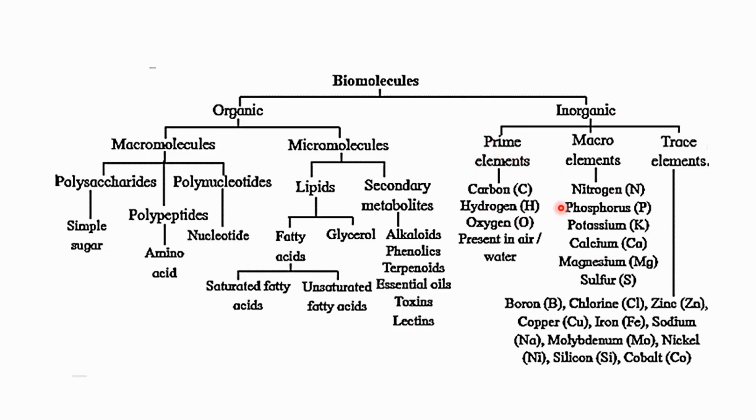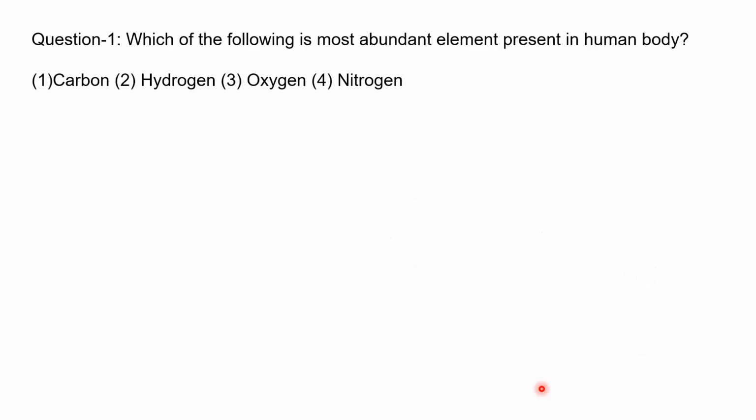Inorganic material includes prime elements, macro elements, and trace elements. Prime elements, we know, are carbon, hydrogen, oxygen, and water is also present. Macro elements include nitrogen, phosphorus, potassium, calcium, magnesium, and sulfur. Trace elements, which are present in very minute amounts, are boron, chlorine, zinc, copper, iron, sodium, molybdenum, nickel, silicon, and cobalt. So that was the theoretical part of today's session, and now we have a few questions to answer.